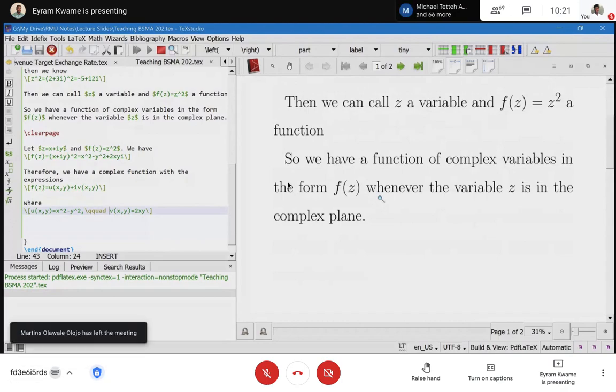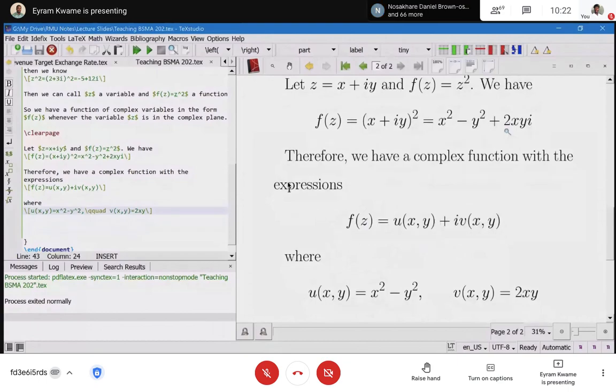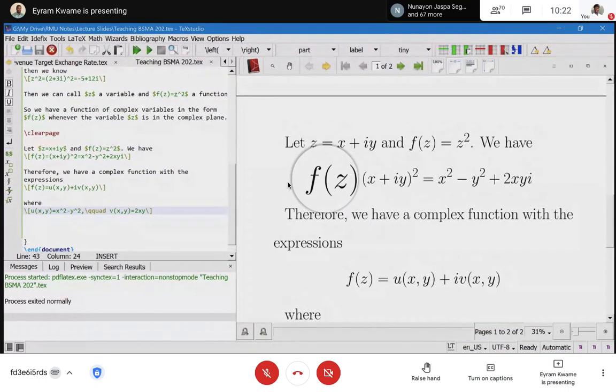Look at this. If z is a complex variable and f is a function of a complex variable, then we are expected to get another complex expression. That is the real part and the imaginary part of that function. And the example we have, which I'm using to explain this, clearly shows that the real part, which is the u of x comma y, is x squared minus y squared. And then the imaginary part, that is the i part, is 2xy. If you look at this, you have a function of one variable z generating a function of two variables x comma y.